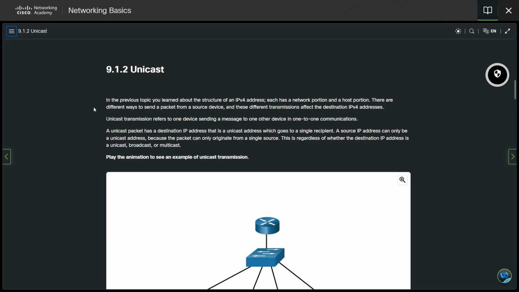A unicast packet has a destination IP address that is a unicast address, which goes to a single recipient. A source IP address can only be a unicast address because the packet can only originate from a single source. This is regardless of whether the destination IP address is a unicast, broadcast, or multicast.